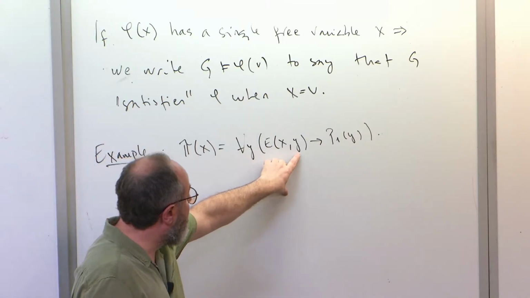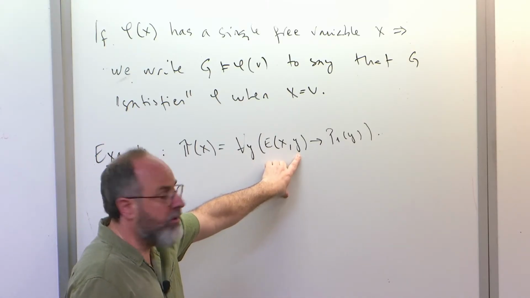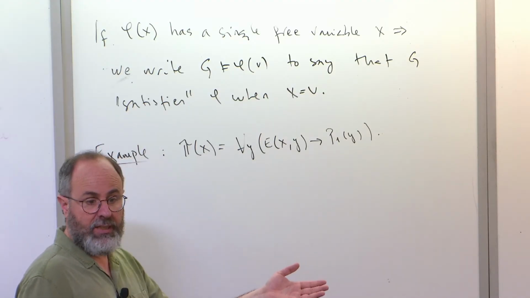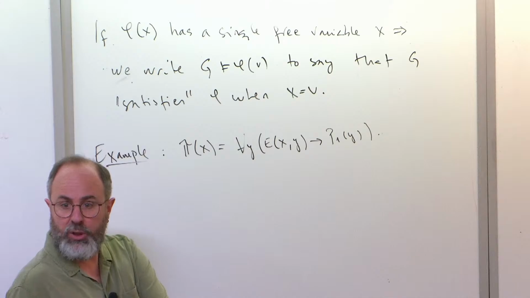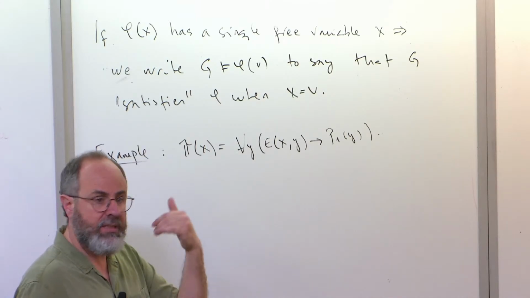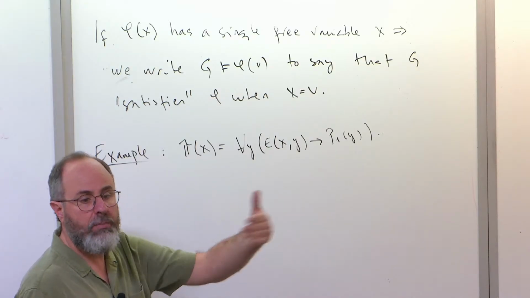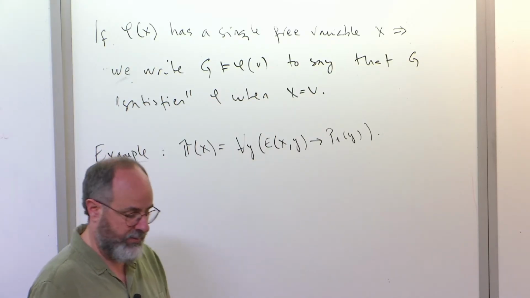Those for which every adjacent node is colored 1, right? So some nodes in the graph will satisfy the formula, and some nodes will not. So essentially, this formula is defining a unary relation, a unary property on a node colored graph, right?